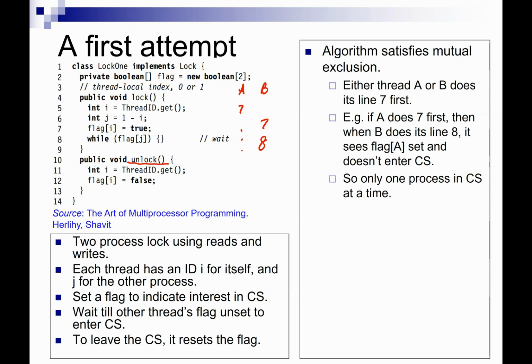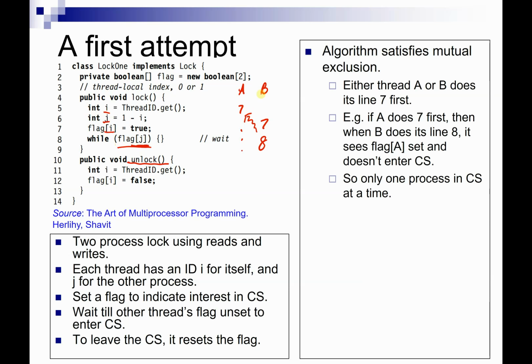But when B does line number 8, he's going to see that when A did line 7, A set its flag to be true. So B is going to see that. Oh, I forgot to say this, but basically here you have two variables. So I is like myself. If I'm thread 1, then I is 1. If I'm thread 2, then I is 2. And then J is the other guy. So here I'm setting my own flag to be true, and I'm checking the other guy's flag.